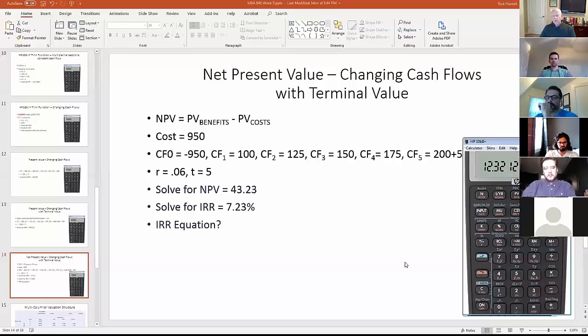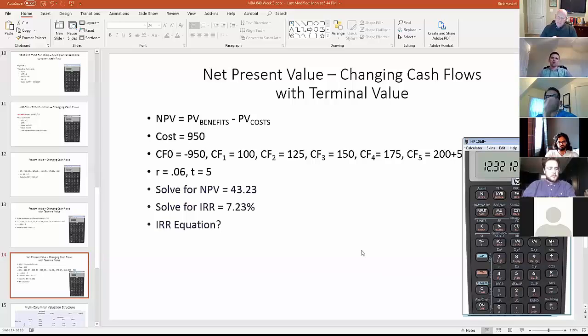Or if you actually wanted a present value, but then tried to calculate IRR, the IRR that's going to give you will either be no solution or it will be the discount rate that you used. Okay. Any questions here?